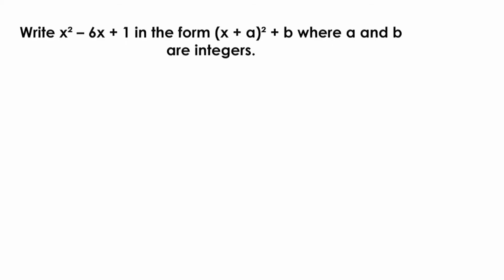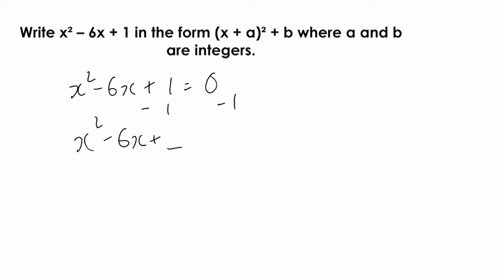Write x squared minus 6x plus 1 in the form (x plus a) squared plus b, where a and b are integers. What we need to do is complete the square. So it's x squared minus 6x plus 1 equals 0. I'm going to minus 1 from both sides. So what we're left with is x squared minus 6x plus a particular number, equals minus 1.